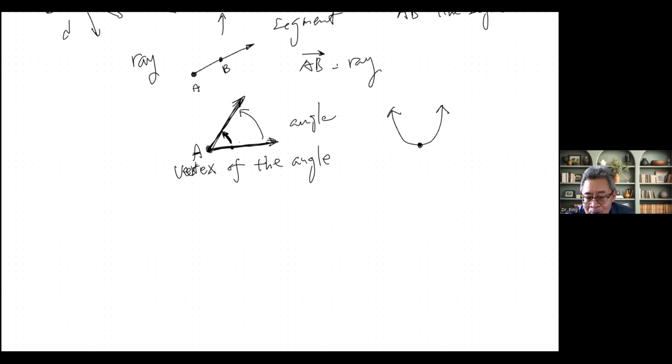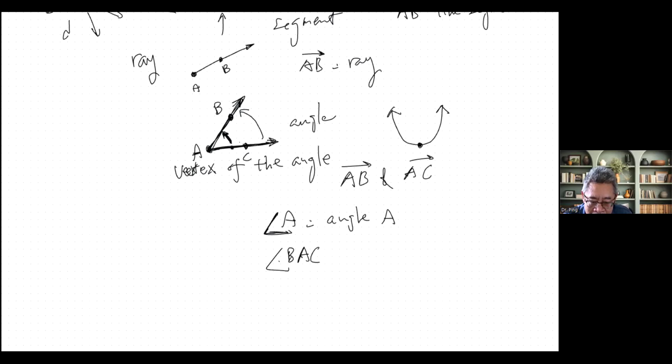And the way we indicate an angle, there are two ways to do it. So this is our B and C. So we know there are the two rays, AB and AC. Now, the angle, we can either write as that. This is the symbol for angle. We call it angle A. Or we use three letters, BAC, to indicate the angle. That depends on the situation. If we just have one angle, we can just use one letter.